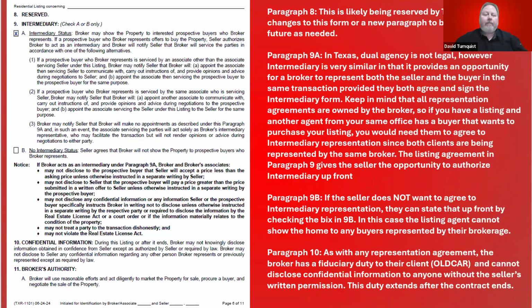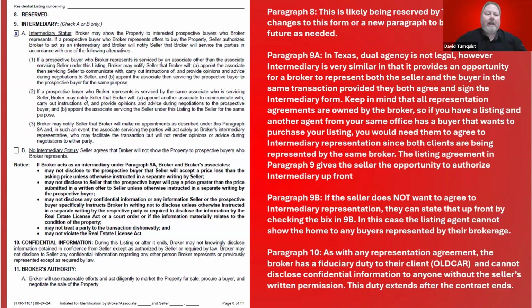Okay, moving on. Paragraph 8, you'll see there's nothing here. It just says reserved. Most likely, Texas Realtors put that there because they know that we're probably going to end up having some more changes once all this fallout comes around from the NAR lawsuit. So this is probably going to be for them to add a new paragraph that covers something that they didn't think about. So right now, paragraph 8 doesn't mean anything. It's just there. But in the future, there probably will be something there once they realize, oh, we forgot, we should have put this in there.